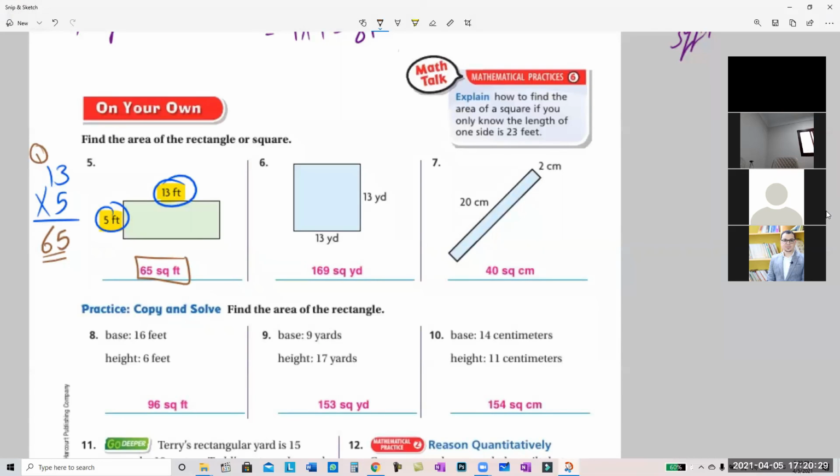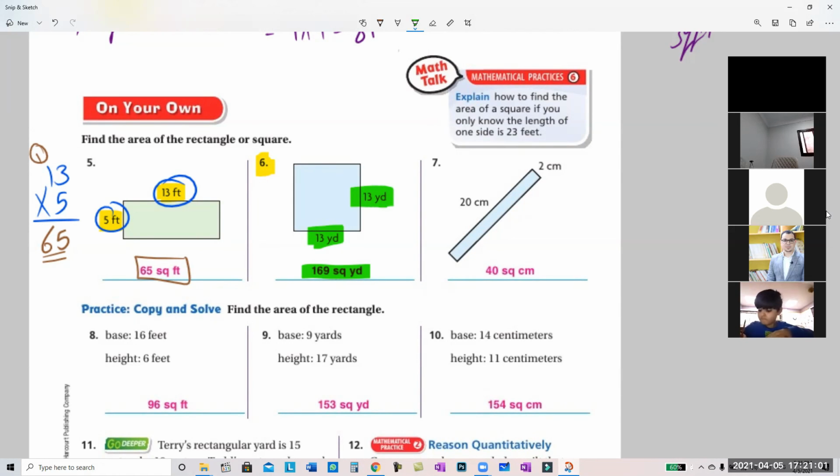Okay, the next one. Fahd Al-Ghamdi. Yes, Mr. Okay, Fahd, number 6. What do you think? Is it a square or rectangle? A square. So we're going to multiply them together. 13 multiplied by 13 will be 169. Okay, great.